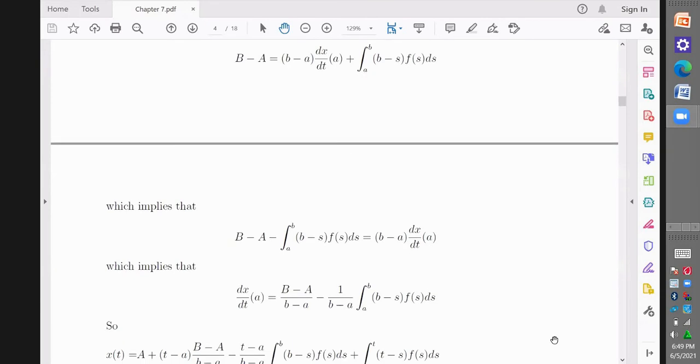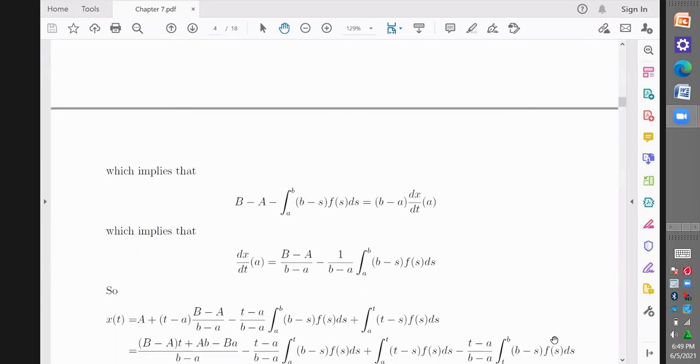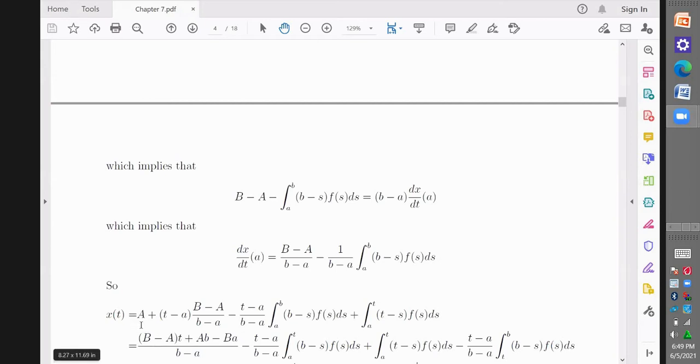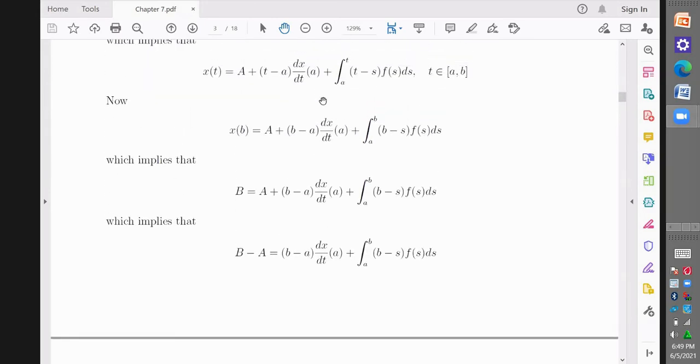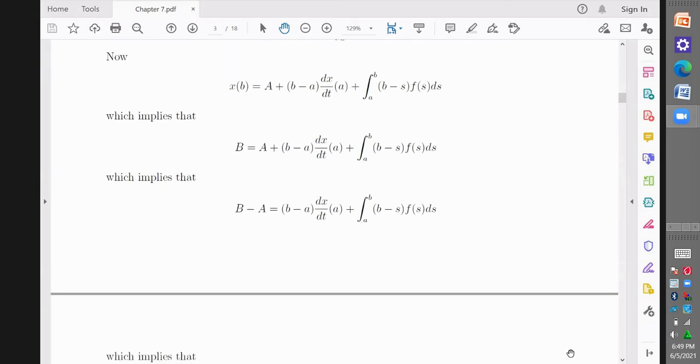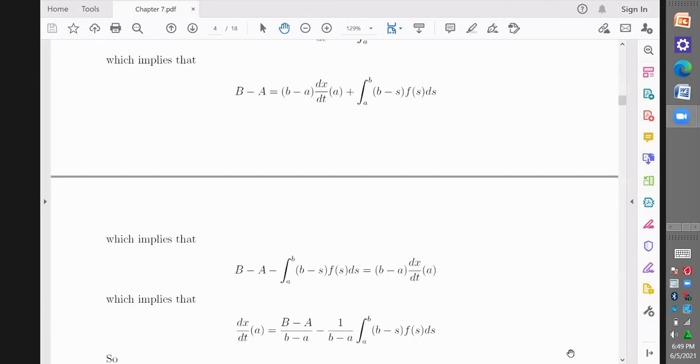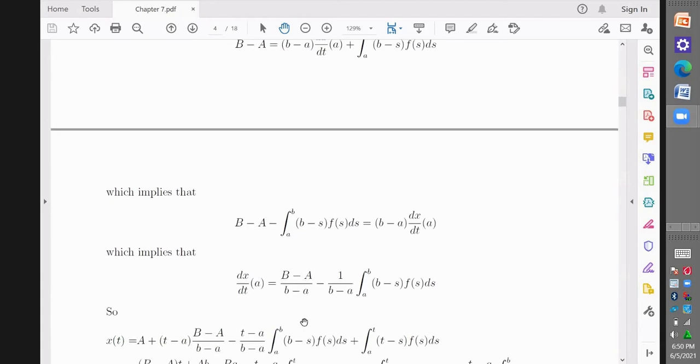So x of t is a plus (t minus a). Just use dx over dt at a in this equation, so you can see x of t is (t minus a) into (b minus a) over (b minus a) minus (t minus a) over (b minus a) integral from a to b of (b minus s) f of s ds plus integral from a to t of (t minus s) f of s ds.